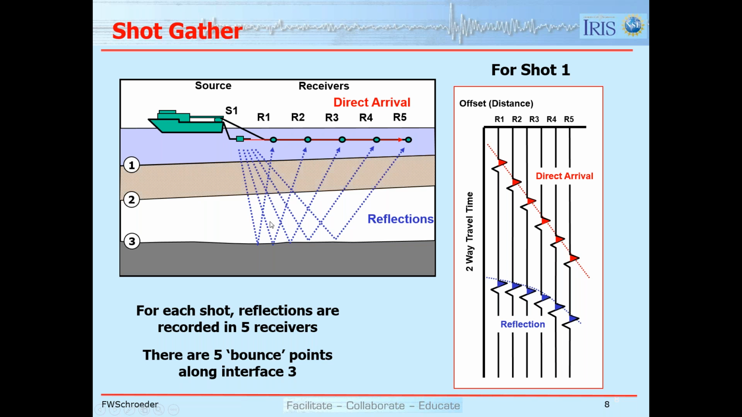For the blue path, the reflection off of the interface between the white and gray layers, I've displayed the energy that would be detected from those reflection points or bounce points. And as I mentioned earlier with the shot record, they are hyperbolic in shape, curving down as we go further and further from the boat or the source array.